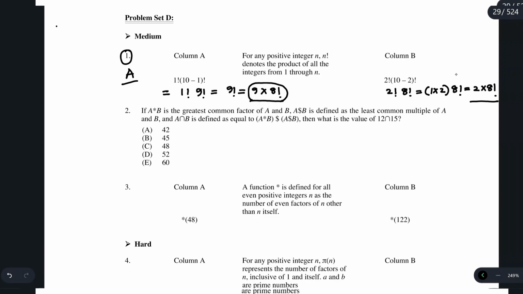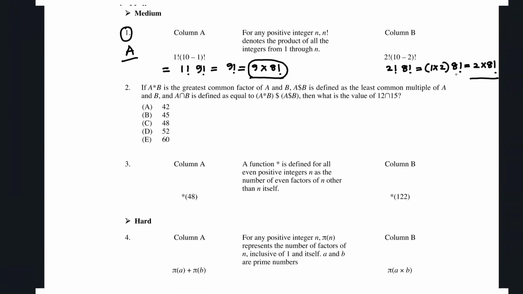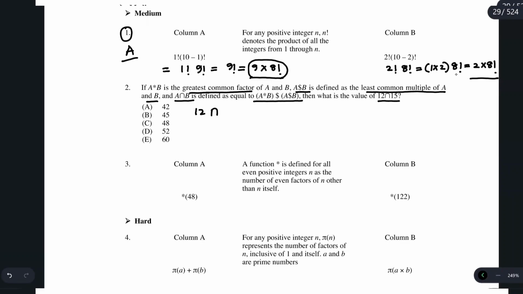Now, if we move to the second question, here we are given that A asterisk B is the greatest common factor of A and B, and A $ B is the least common multiple of A and B. Now, A intersect B is defined as the equation given here. We have to figure out the value of 12 intersect 15. Let's try to calculate it. So 12 intersect 15 equals, from this equation over here, we can write it down as 12 asterisk 15 $ 12 $ 15, right?